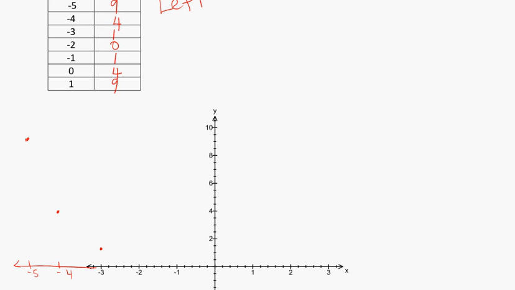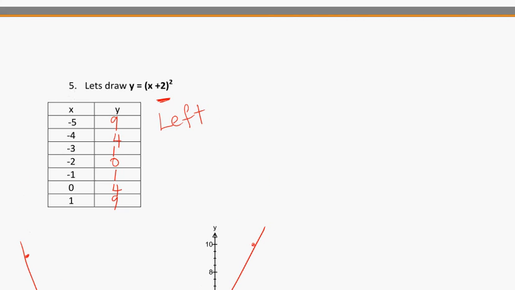When x is minus 2, there it is, 0. When x is minus 1, it starts coming up again. 0, 4, and 1, 9. And if I was to connect those up, and up we go. But basically, can you see that the vertex of the parabola has moved 2 to the left? And whenever you have a plus in the bracket, it moves the parabola to the left.